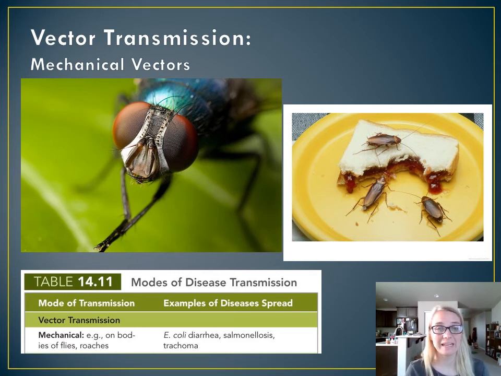So these are not biting insects. They're still insects, but they're like flies and cockroaches, that the pathogen is on their body parts. So I know it's super grody, but imagine where do flies like to go and hover around and land on, right? Piles of poop. And then they come and land on your picnic and then you eat your picnic food. And so that's how you can acquire the E. coli, the salmonellosis, the trachoma. So these are things that can be transferred via the body parts of these insects.